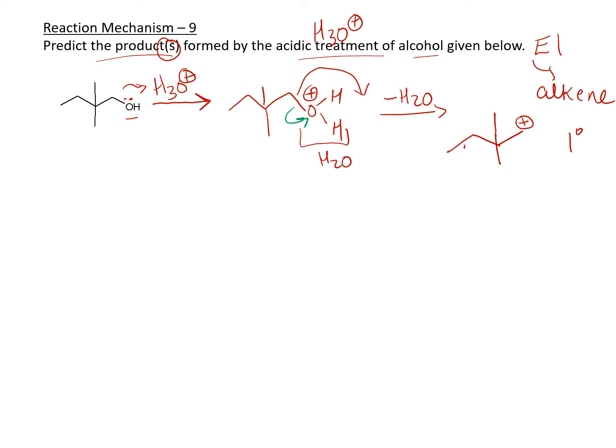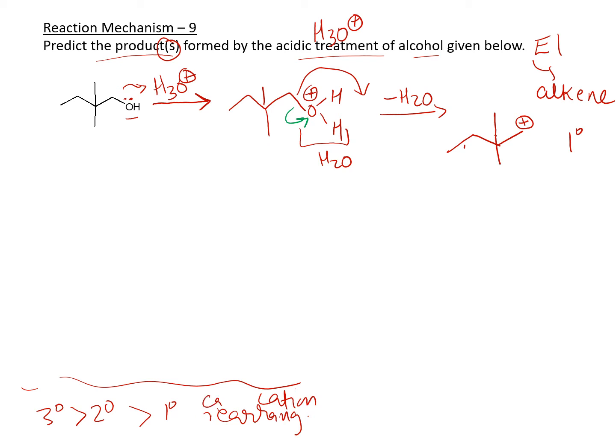The other thing that we have learned about carbocations is that as soon as you form a carbocation, you have to see, can I rearrange it? Remember, tertiary carbocation is more stable than secondary, which is more stable than primary. So think about rearrangement as soon as you have a carbocation. That's the important thing usually for E1 mechanisms, or even SN1 sometimes.